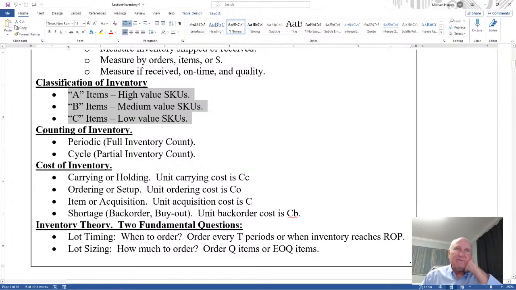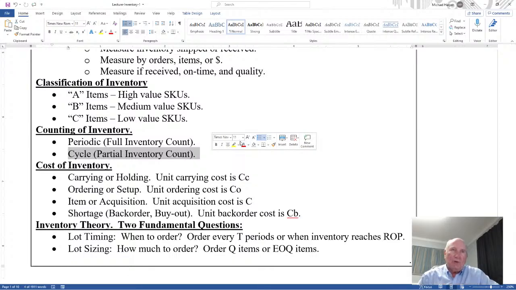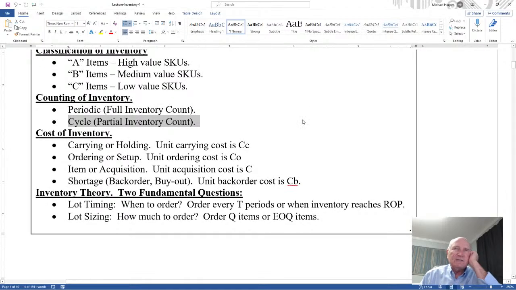Okay, counting inventory, you could have a full inventory count, like for income tax purposes, or cycle counting. Cycle counting is you will count the full inventory, but not all at once. You might divide it up in fourths, and every quarter count a fourth, the second quarter count the second fourth, and so over a year you will count the entire inventory, but you spread it out over the year. That's called cycle counting.